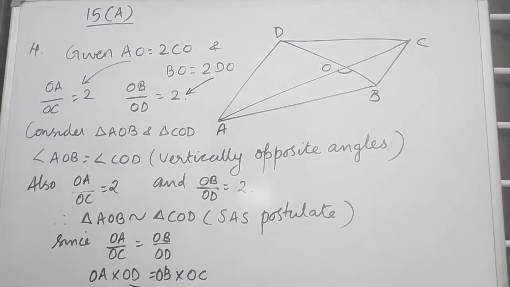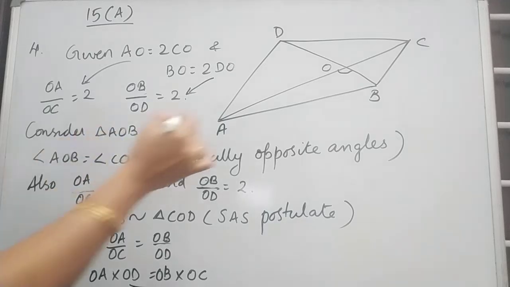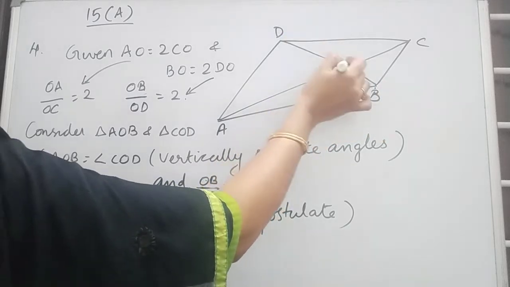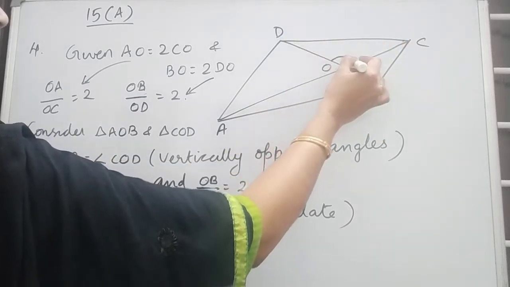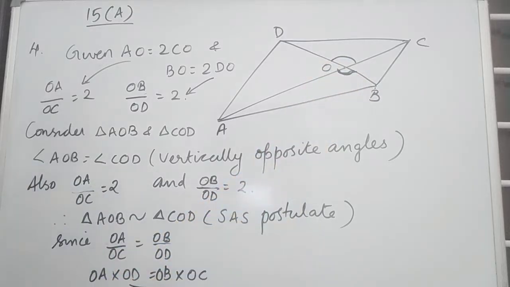Okay. Then consider triangle AOB and COD. So these two angles are the vertically opposite angles. So that is angle AOB is equal to angle COD, vertically opposite angles. From the question, OA divided by OC is equal to 2 and OB divided by OD is equal to 2. So that proportionality also satisfied.